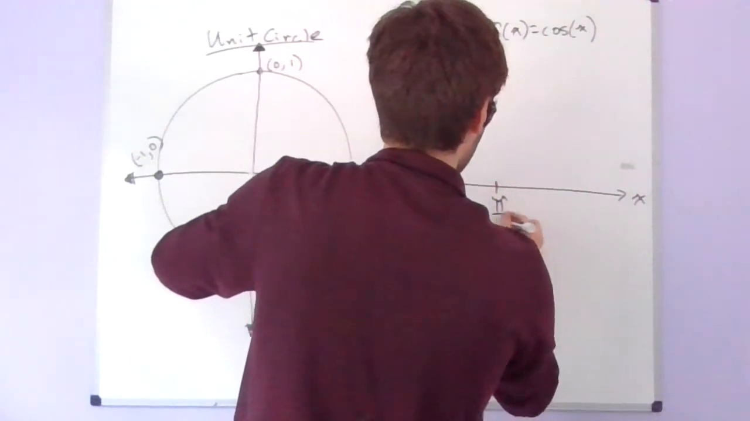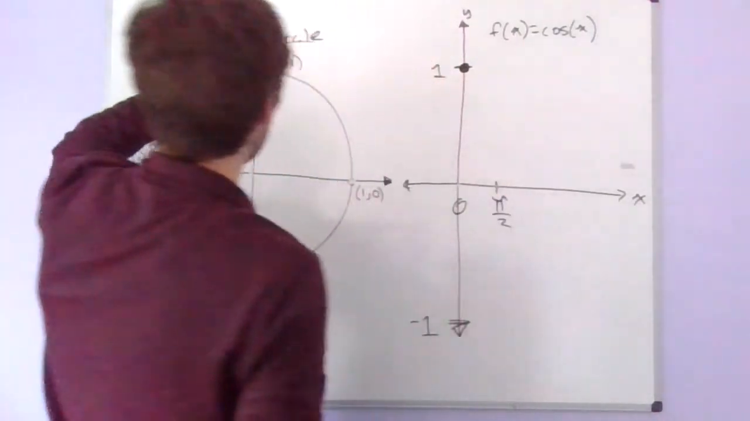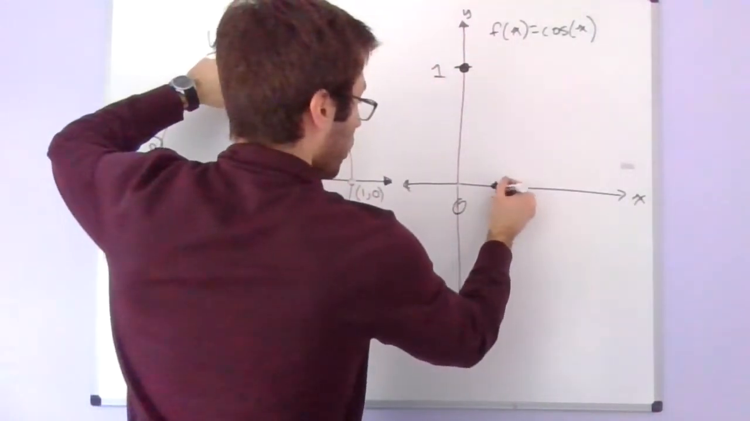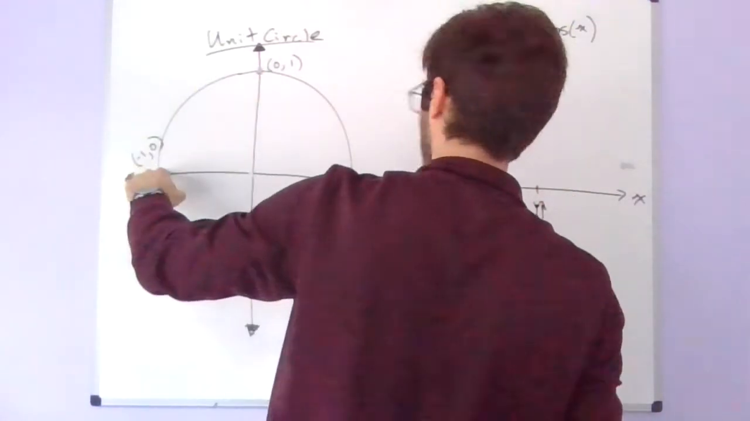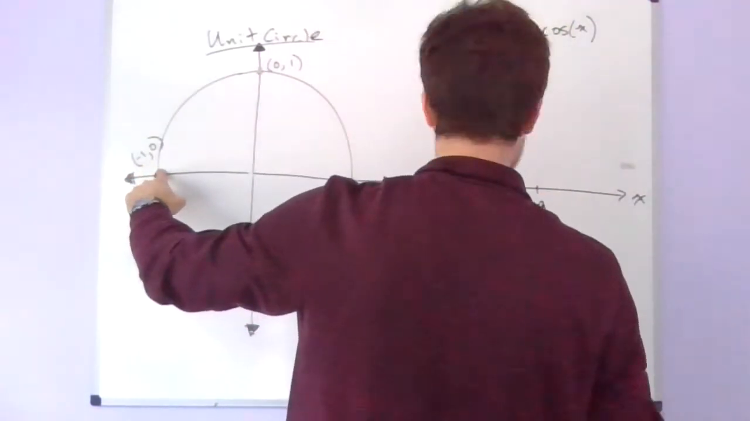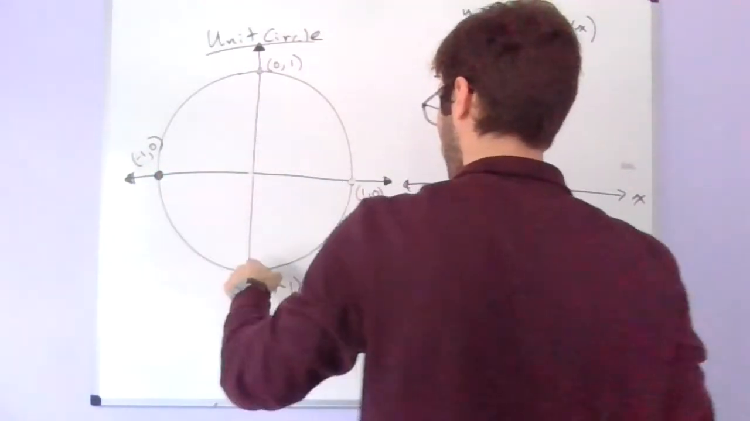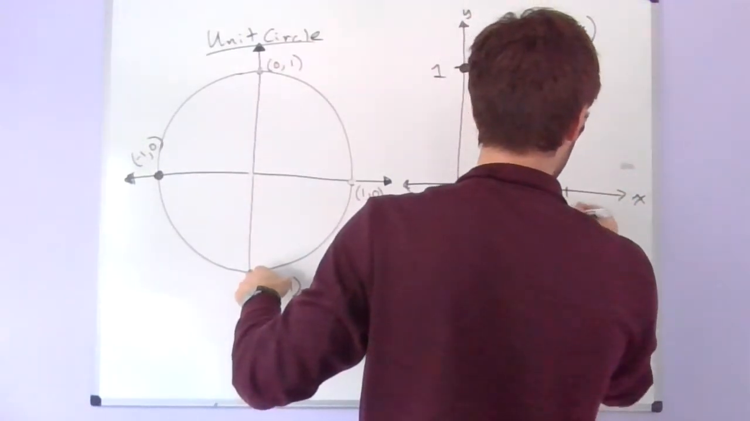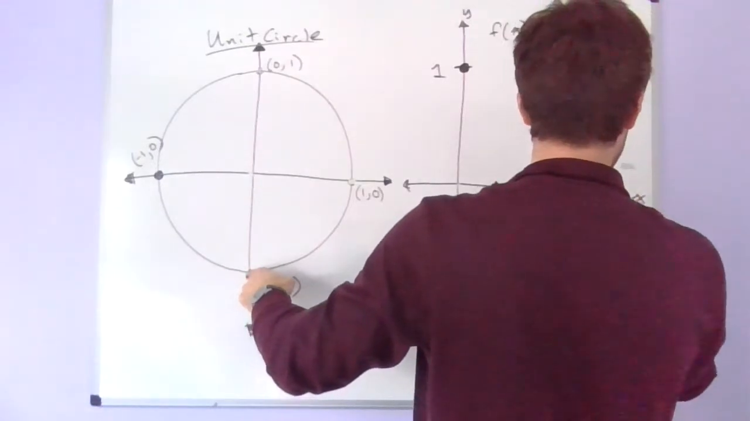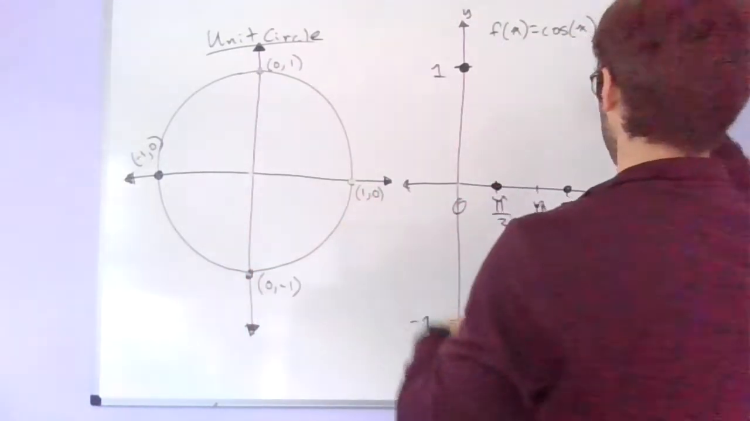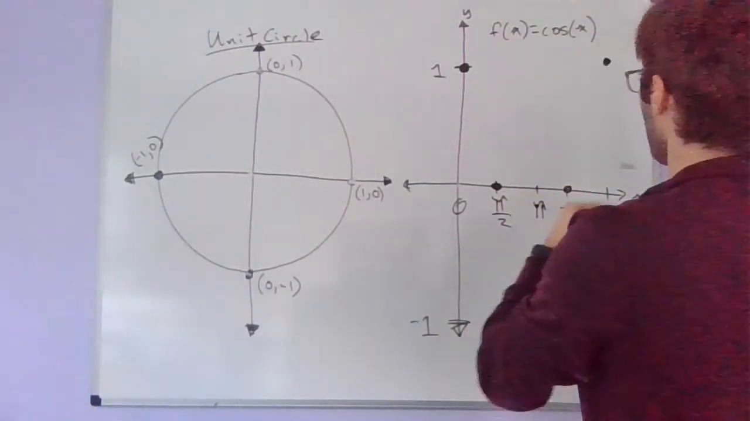At pi over 2 radians, so we're over here now. So this is 0, this is pi over 2. It's 0. At pi, or 180 degrees, it's negative 1. Notice how we're jumping one value at a time. At 270 degrees, or 3 pi over 2, its value is 0. And then it's 1, jumping up by 1 unit at a time, so it's repeating itself.